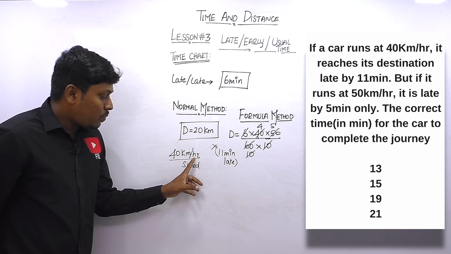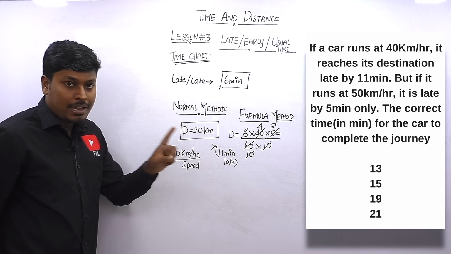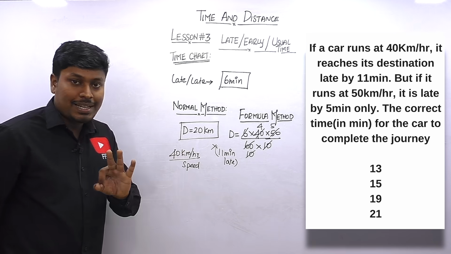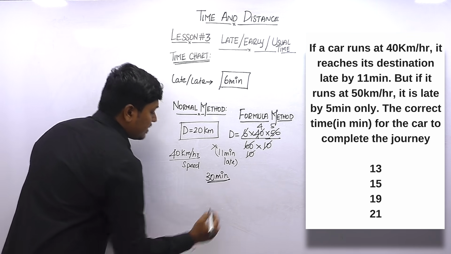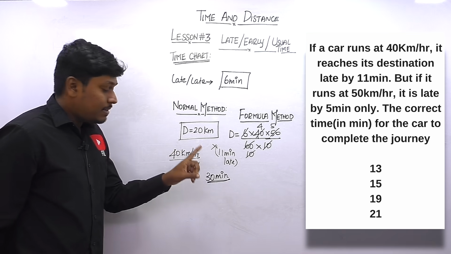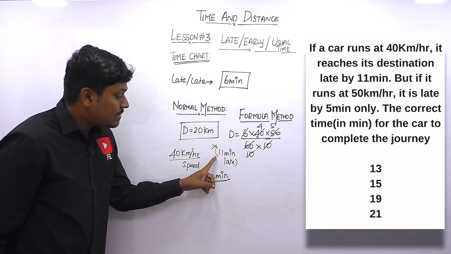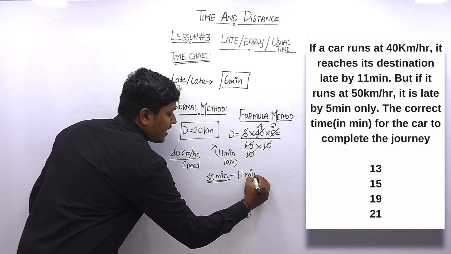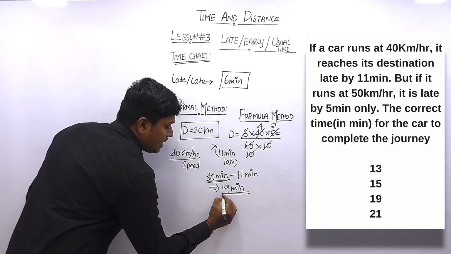Listen carefully. In 1 hour, the car covers 40 km. Our target is to find only 20 km. If it is 1 hour for 40 km, what about 20 km? The car will take only 30 minutes. So if the car runs at this speed, it will take only 30 minutes to reach this 20 km. But the question says that if the car is running at 40 km per hour, it is late by 11 minutes. So we can subtract this 11 minutes. So finally we can say that the correct time to reach the destination is 19 minutes.